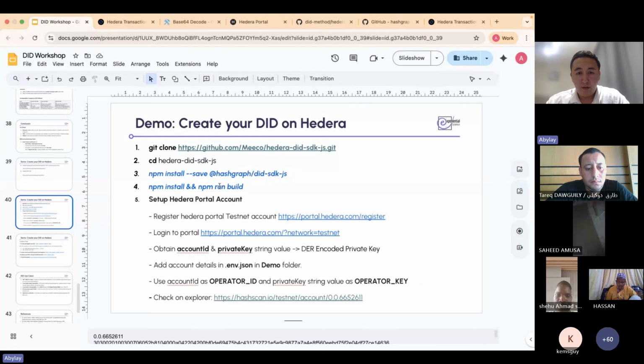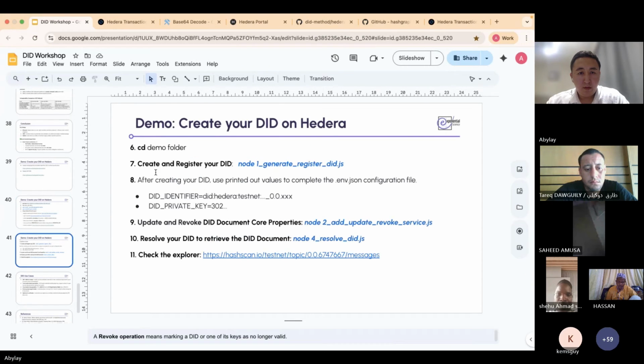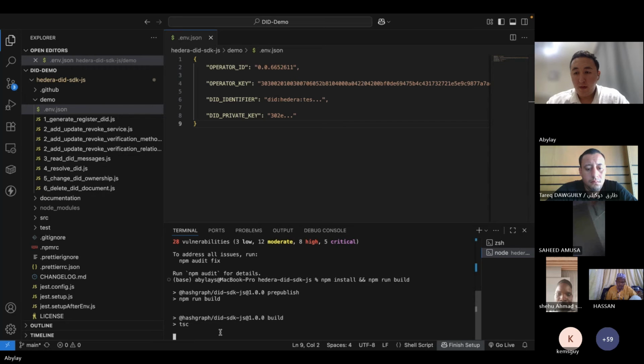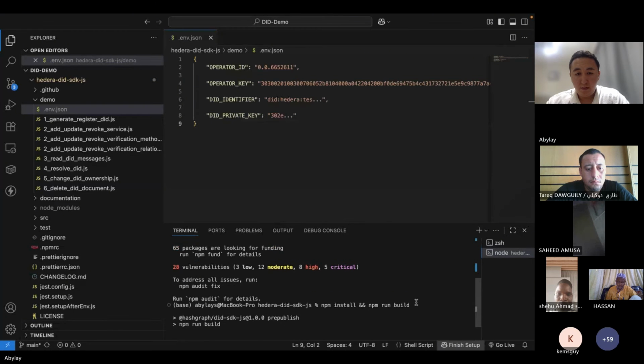So we built the SDK. We have created an account. We have replaced account ID and private key. Yes, we did that. Then, okay, cd demo folder, and we can already create. Okay, we are ready, I think, as soon as this ends.